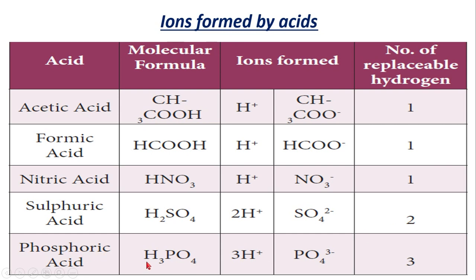Phosphoric acid, H3PO4. Here 3 hydrogens, so 3H plus and PO4 3 minus. Phosphate valency is 3, so PO4 3 minus. Here 3H plus, so the replaceable hydrogen ions are 3. These are the ions formed by acids.